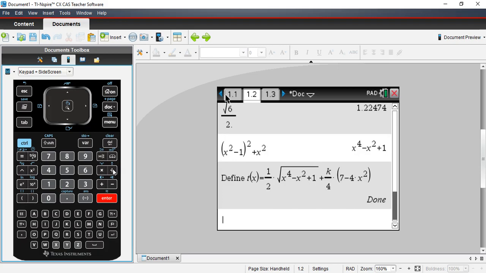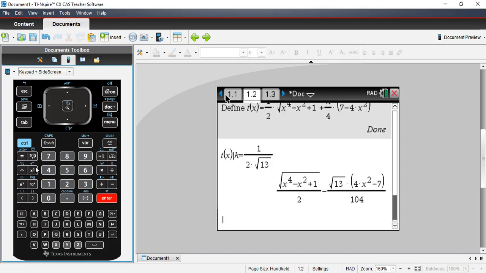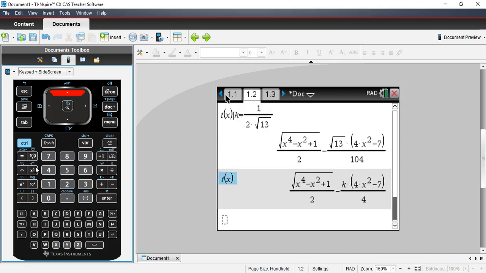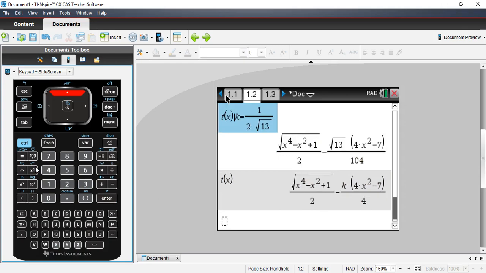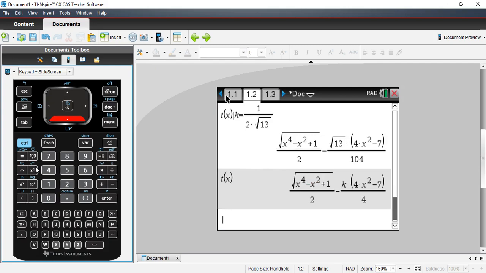So one way to do it, I think you can just do this. Does this work? I can't remember. 1 over 2 times, we'll see. I think with the CAS, you have to play around with it because there are a lot of things. Alright, so this is t of x. Now if I type it again, yep. So this is one way to substitute a k value into t of x. So this is t of x in terms of k.